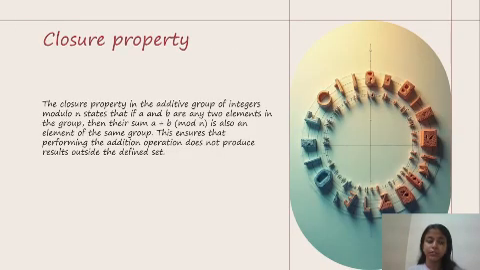Closure property. The closure property in the additive group of integers modulo n states that if a and b are any two elements in the group, then their sum, a plus b mod n, is also an element of the same group. This ensures that performing the addition operation does not produce results outside the defined set.